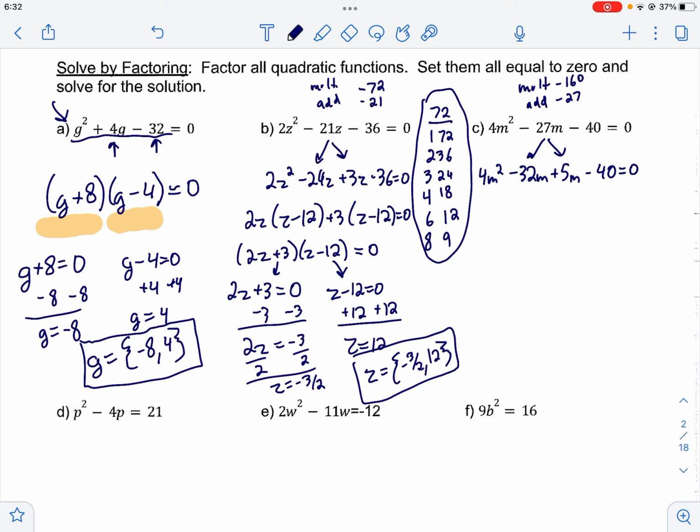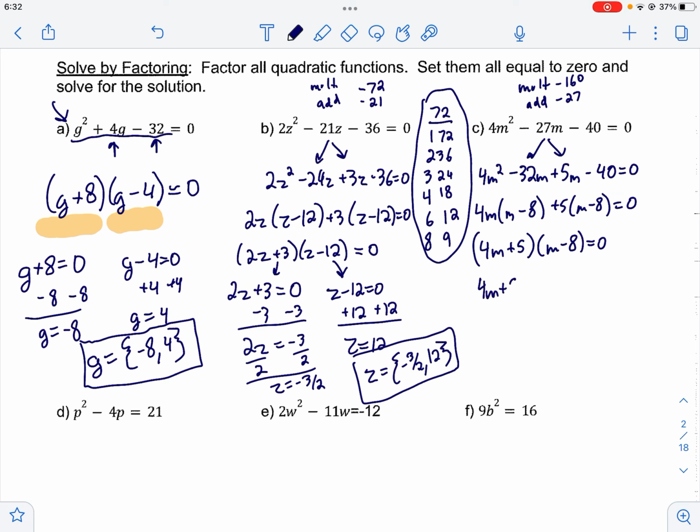After we've split that b term, we can take our greatest common factors. So again, we'll have 4m times m minus 8 and 5 times m minus 8. So creating our two factors, you should have had 4m plus 5 and m minus 8 equals 0.